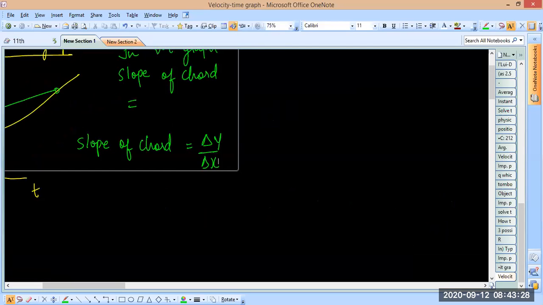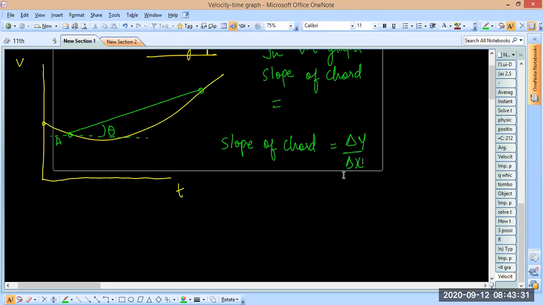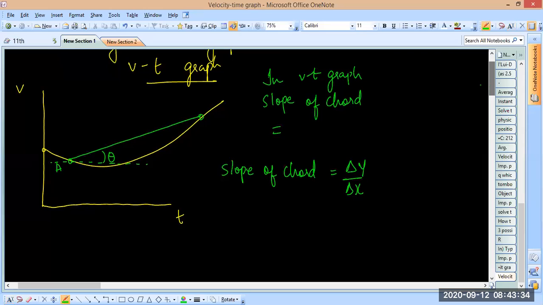Okay. Let's continue. So right now here on the y-axis, what do we have, people? What do we have on the y-axis in this graph? I'm waiting for you, everyone. Come on, take part. What is on the y-axis? Very good, velocity. The y-axis is velocity. So this is equal to delta, instead of y, I'm writing v, divided by delta t, since on the x-axis we have time. What is the meaning of delta v by delta t?